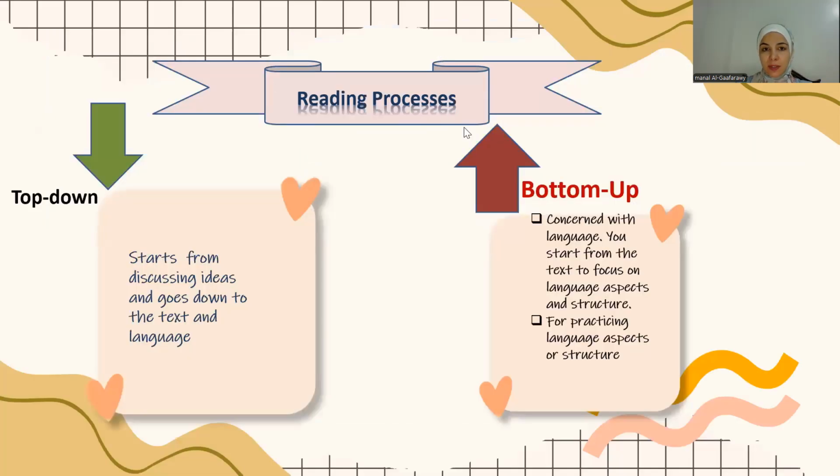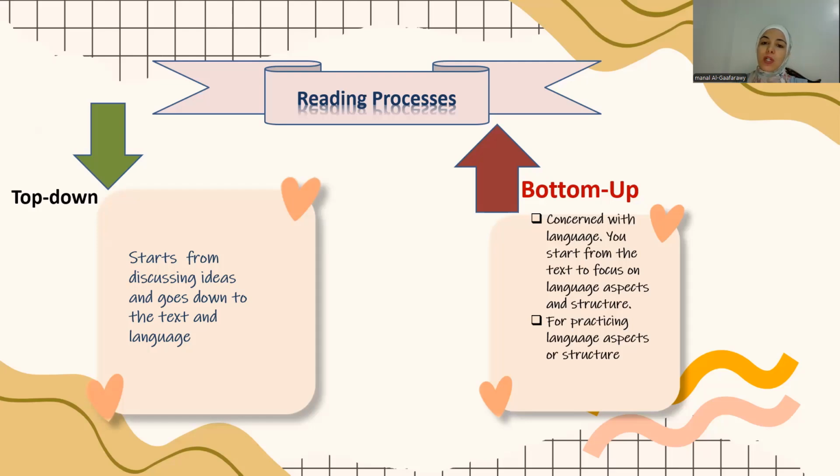Moving to the reading processes, and this has to do with teachers, how to approach the reading text. So whether you approach it top down or bottom up. Top down means that I start from discussing the ideas. So I make a discussion about the topic to activate my students' knowledge of the topic. So I start with discussing ideas or content and then go down into the language aspects and the structure of the text, the vocabulary, and so on. This is one approach.